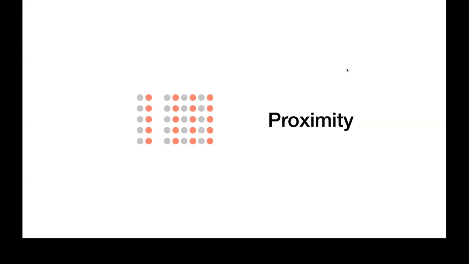If you don't have that extra space, your users won't interpret them as different groups. So whenever you're creating a visualization or a report page, think about the proximity. Do I need the space or do I not need the space? Because as humans, we try to group them differently. And the next principle is the enclosure.